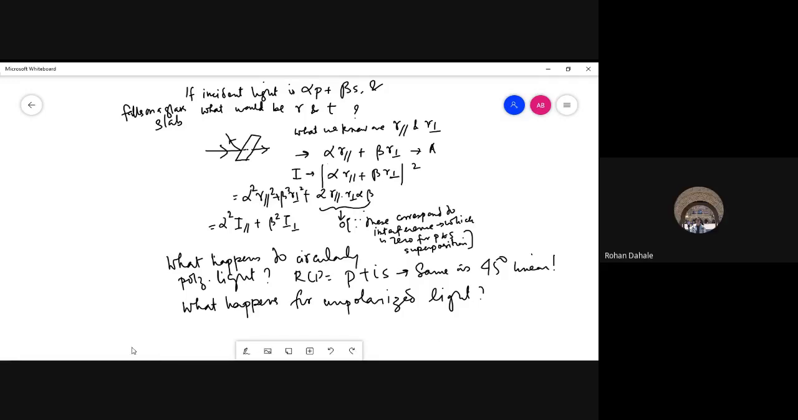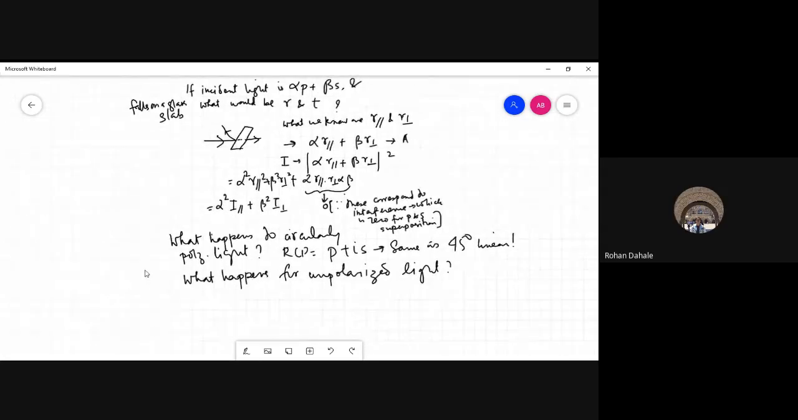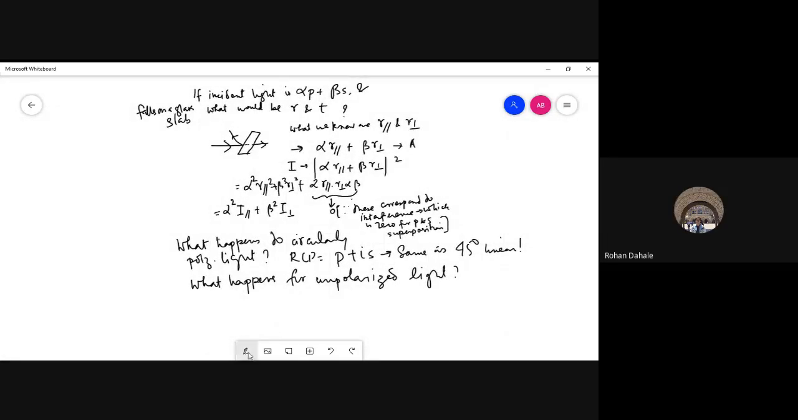I don't get the difference between this unpolarized light and the mixed polarized light, because the results will be similar, I guess, because we can still write the combination of unpolarized light as a combination of P and S, but there are all possible angles, right? I mean, it's a mixture of everything. What will you take as alpha and beta?